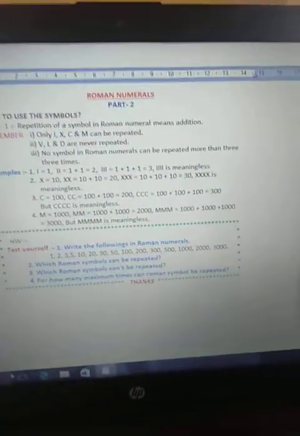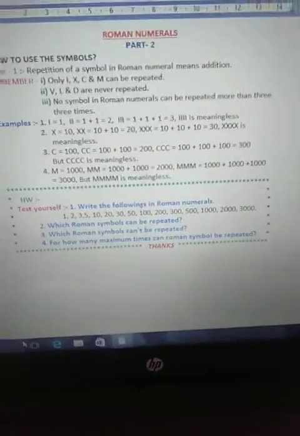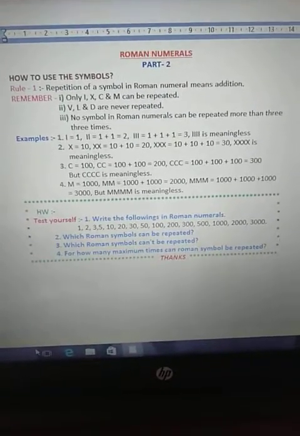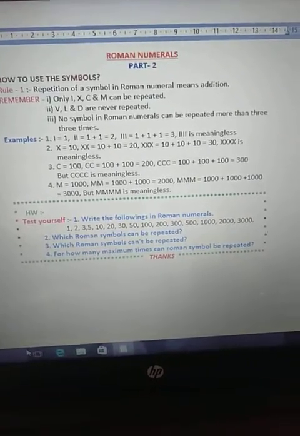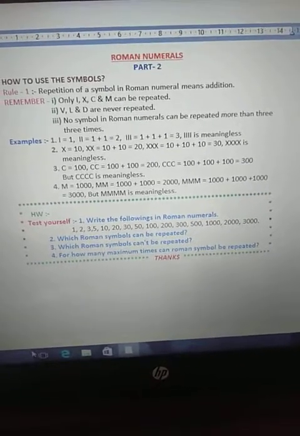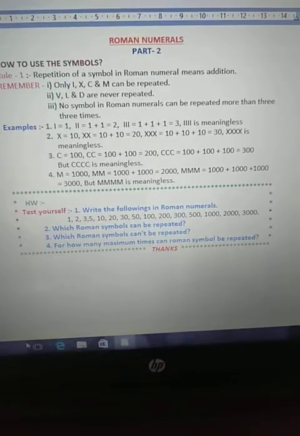With this video, we will learn about Roman numerals part 2. So, let us see what is Roman numeral. In this part 2, we will learn about the use of Roman numerals, Roman symbols. In part 1, we have learned about the symbols and the Roman numerals, with some examples. In part 2, I will explain what the Roman symbols are and how the basic symbols will be used.